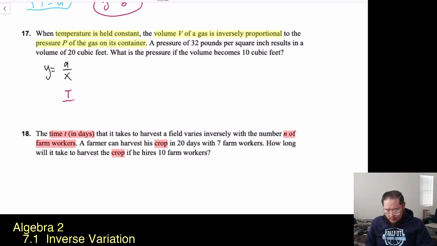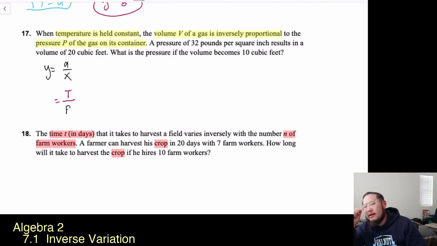So now the big question is, where does V go and where does P go? It says that gas is inversely proportional to the pressure. Because of that, I will go ahead and put P underneath the A or T, and so we now have V ends up being our value for Y. And then we can go ahead and solve this out right here.